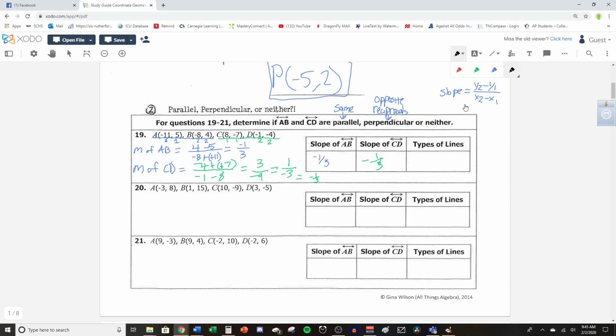So our answer to this, what type of lines are they? Are they parallel, perpendicular, or neither? Well, they have the exact same slope. So we're going to say parallel.